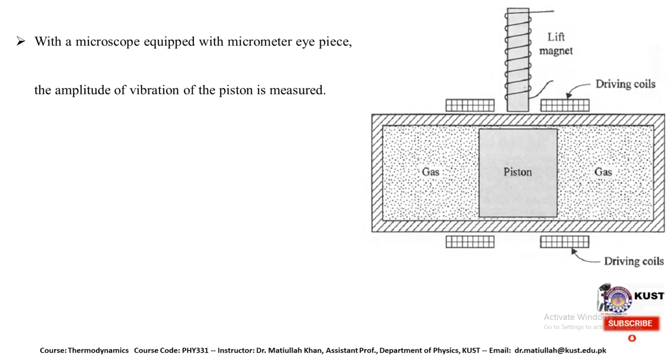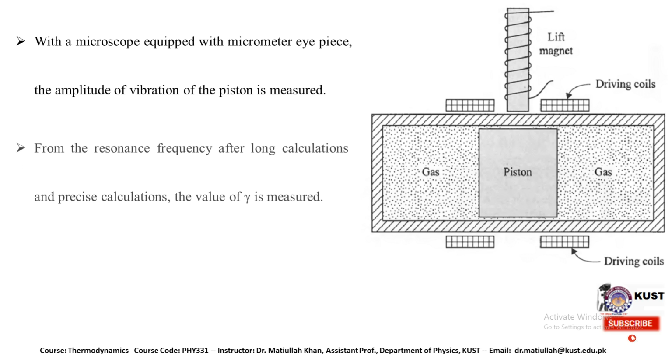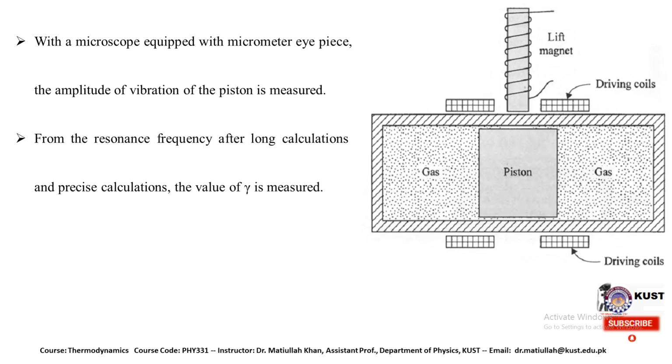With a microscope equipped with a micrometer eyepiece, the amplitude of vibration of the piston is measured. Similarly, for different values of the frequency, measurements are made for the calculation, and finally the resonant frequency is calculated. From the resonant frequency, after a long and precise calculation, the value of gamma is obtained.